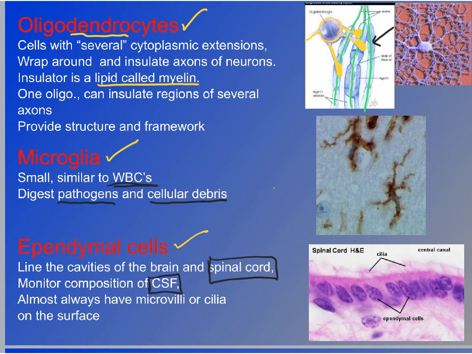So if we go over here, these are the ependymal cells. And you can see cilia on the surface. Not all ependymal cells will have cilia, some will have microvilli. But those ependymal cells are going to be found either lining the cavities in the brain or the spinal cord. They can either have microvilli or cilia on their surface, depending on their location. And what they're going to do is monitor the composition of what we call CSF, or cerebral spinal fluid. That's a fluid that you find within the brain, surrounding the brain, within the spinal cord, and surrounding the spinal cord. We'll learn more about that in the next few lectures.